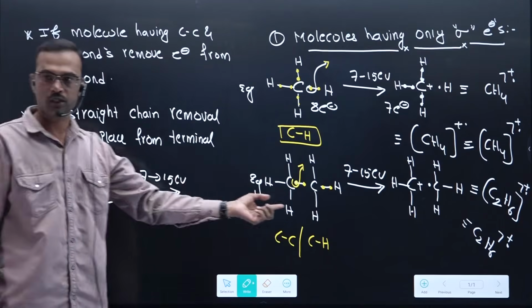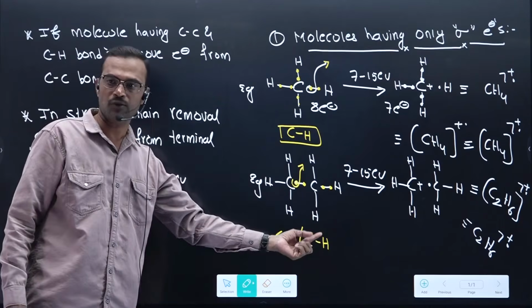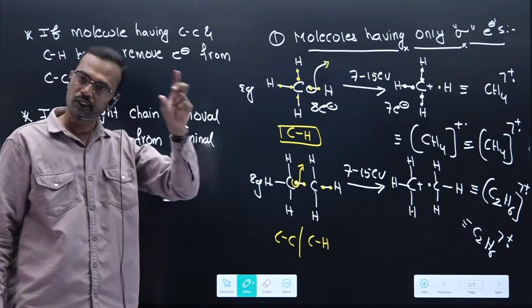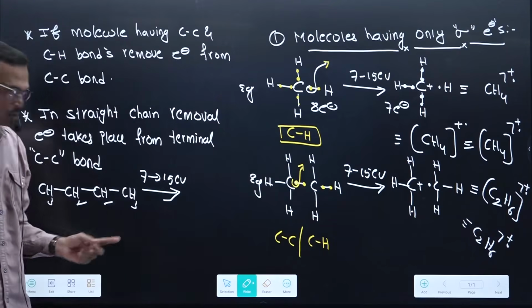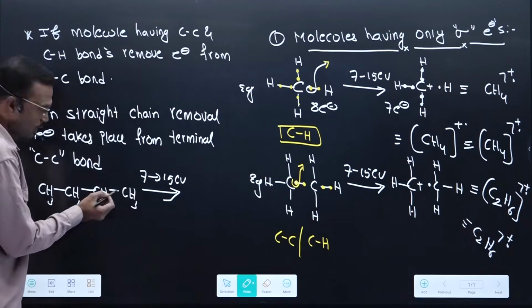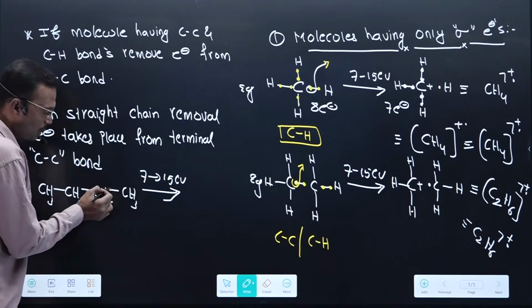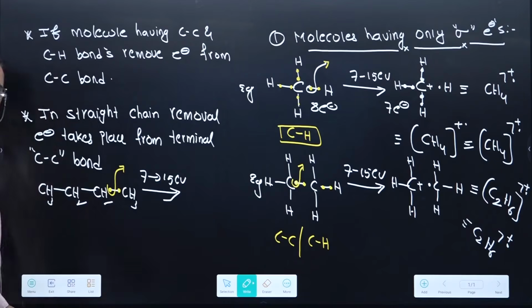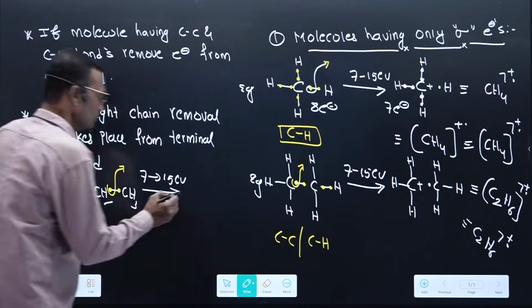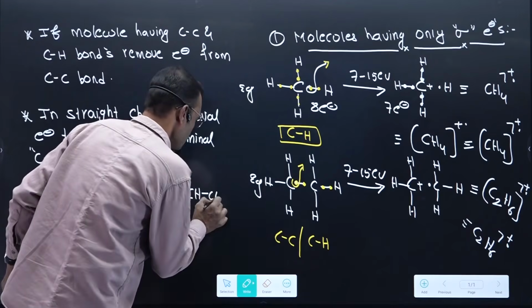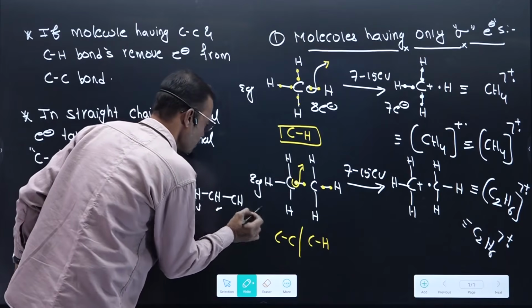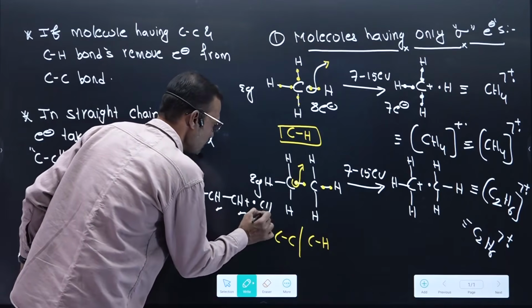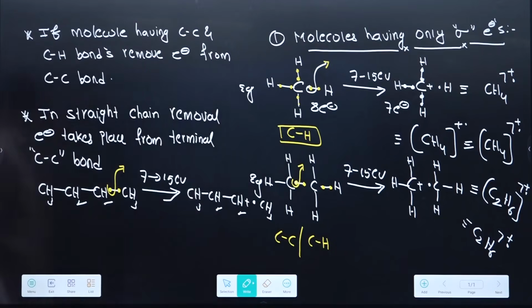If carbon-hydrogen and carbon-carbon both are present, we give priority to carbon-carbon. Within the carbon-carbon, if any competition comes, give priority to terminal. Is it terminal or not? So the terminal carbon-carbon can lose an electron. So remove the electron from here. If I remove the electron, then what is your answer? CH3, CH2, and here one more CH2, plus radical CH3, like this. Right? Here I removed one electron.